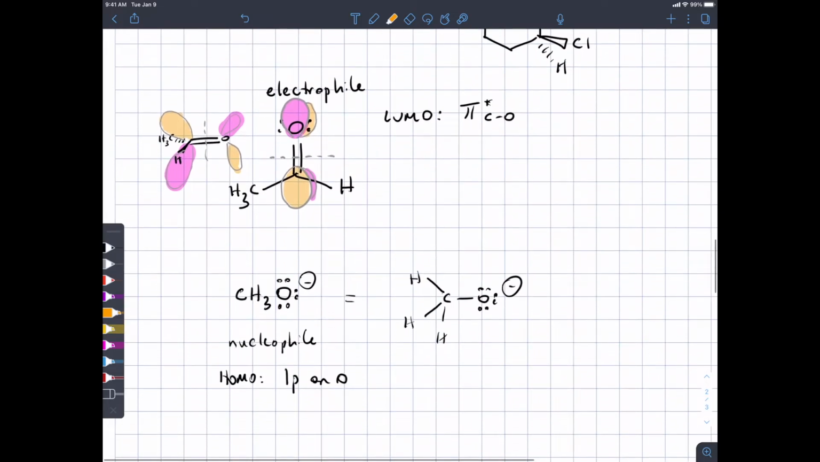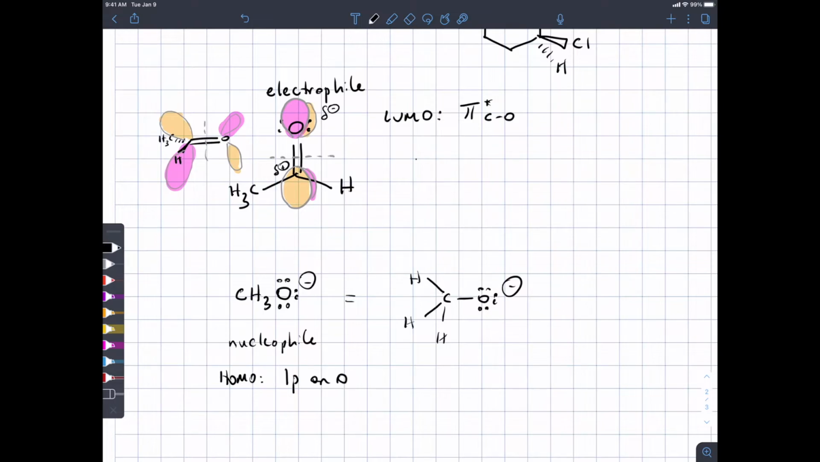So we would show HOMO attacking LUMO. Now, we've got a similar issue as we had with sigma stars previously. The LUMO is shared between two atoms, so we have to decide where the nucleophile attacks. Should it attack on the carbon or the oxygen? You can use electronegativity to help you think through that. Oxygen's more electronegative than carbon, so you would predict there would be a partial positive charge on carbon, partial negative on oxygen.